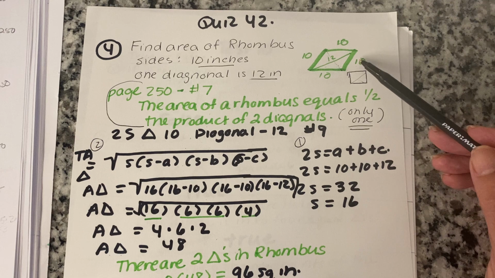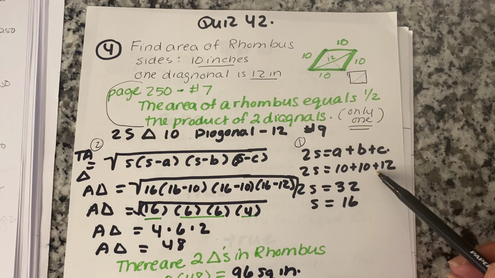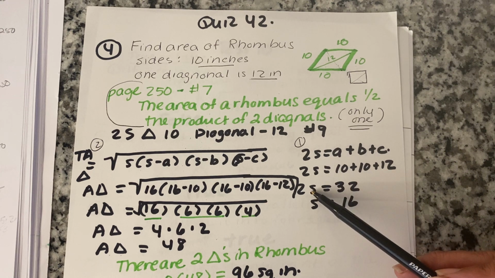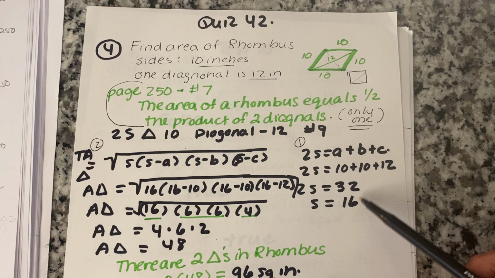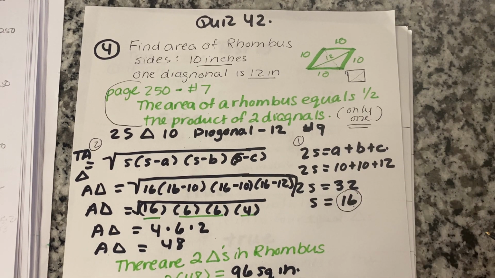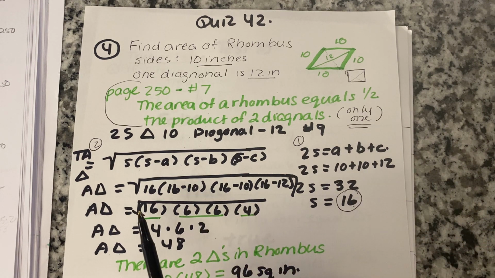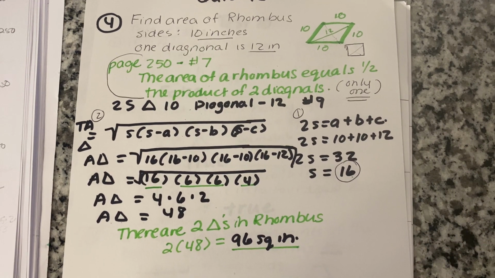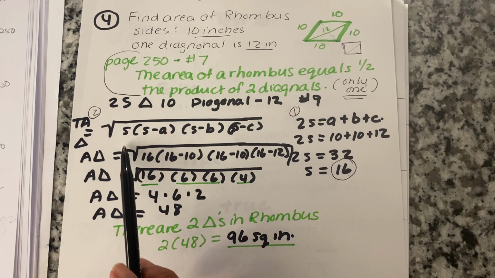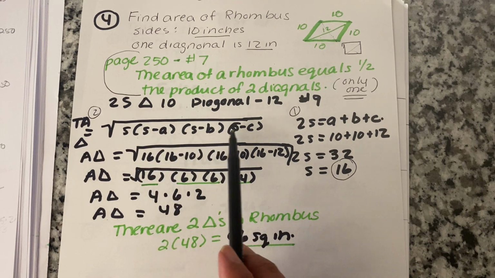So we're going to say a is 10 plus 10 plus 12. So 10 plus 10 plus 12 equal 32. So now we divide that by 2 because it's 2s, and we get 16. We're getting low numbers on these all, so it's pretty good. So now we have s over here, so we can plug it in just the way it is. So we plug in 16. So we have s times s minus a, s minus b, s minus c, right?